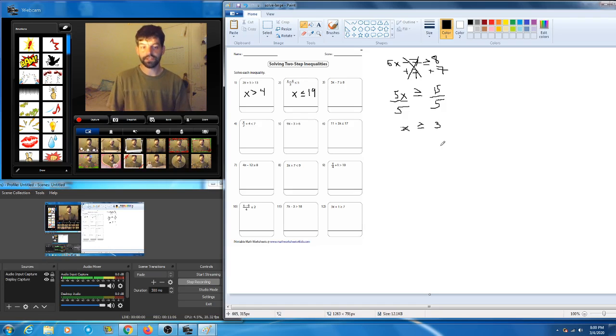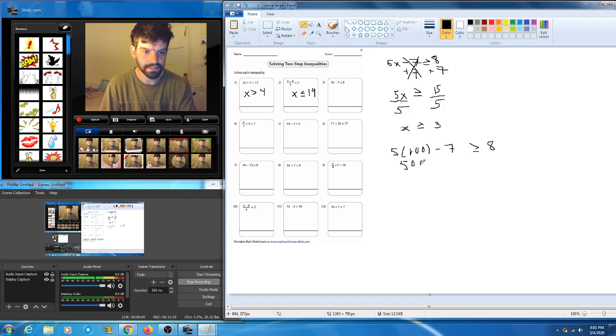Now again, we can check our answer here, and anything that's greater than 3 will be a solution. Now, I'm going to go a little above and beyond here to show you what I was talking about in not choosing close numbers. I'm going to choose 100. If I plug in 100 for x here, I'll get 5 times 100 minus 7 is greater than or equal to 8.